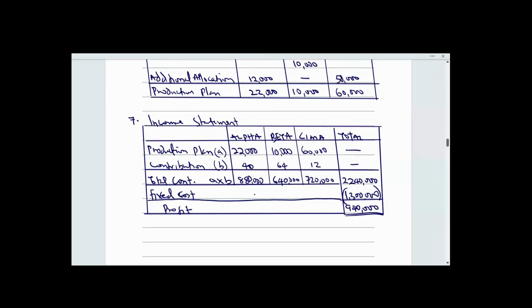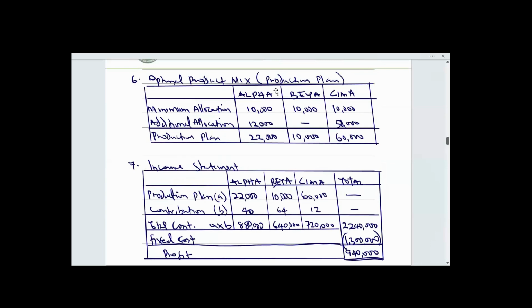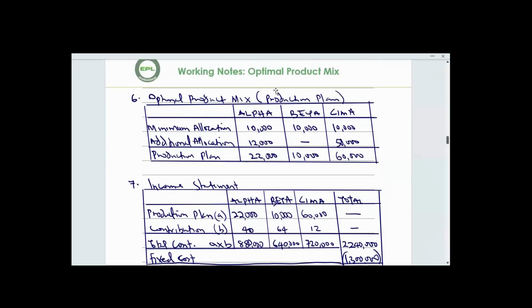Okay, so let me know if you have any question for me. So today we have solved a question under normal scenario, which is very straightforward. The second one we solved is where there is minimum allocation. How do you treat optimal product mix when there is minimum allocation? That is the essence of this question.